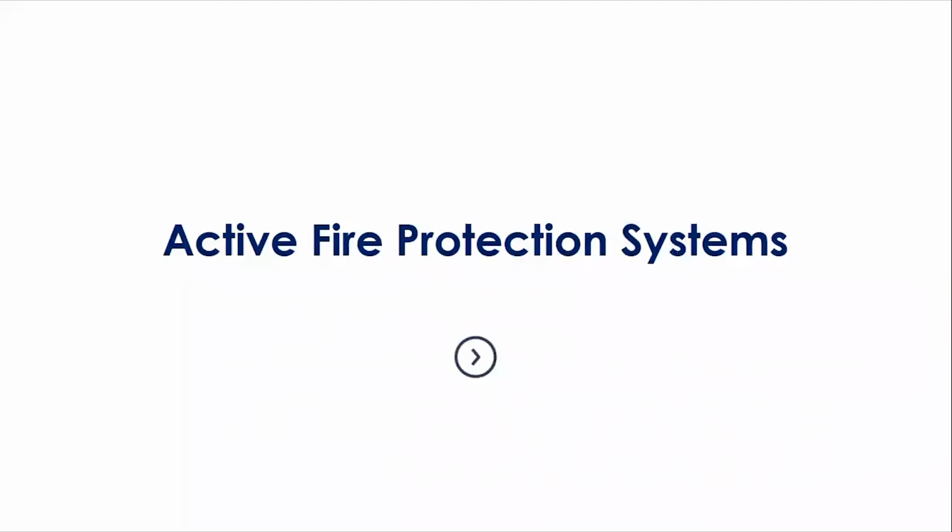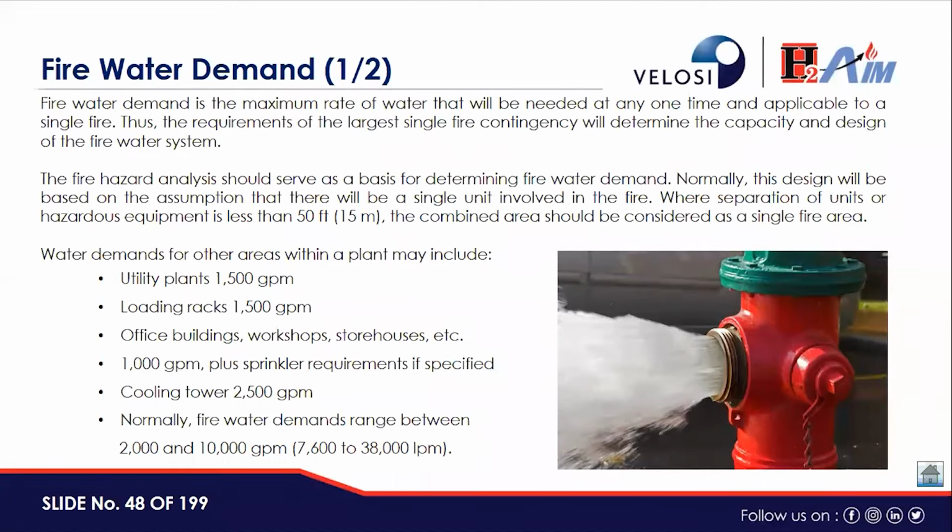Now, we will discuss the active fire protection system in detail. Fire water demand: how can we calculate the demand of fire water? Fire water demand is the maximum rate of water that will be needed at any one time and applicable to a single fire. Thus, the requirements of the largest single fire contingency will determine the capacity and design of the fire water system. The fire hazard analysis should serve as a basis for determining fire water demand.